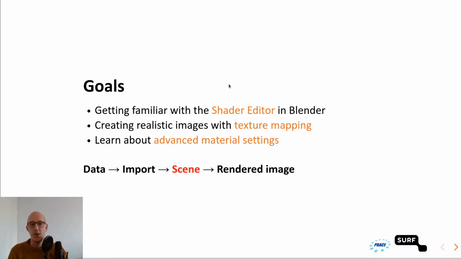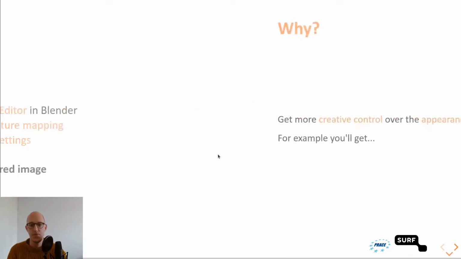So what are the goals of this part of the course? Well, first, getting familiar with the shader editor in Blender. And second, creating realistic images with texture mapping. So mapping images onto your 3D objects. Learn about some advanced material settings. And of course, this is still in the scene part of the pipeline.